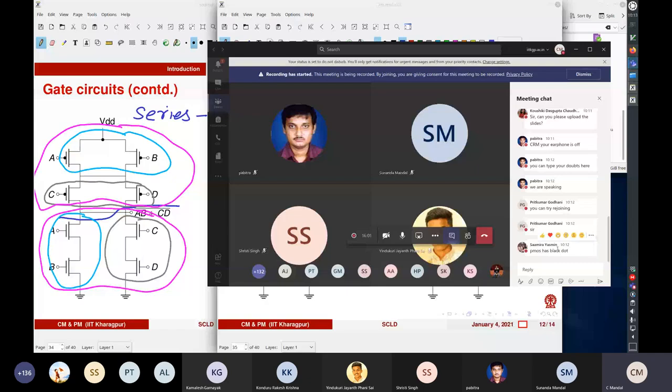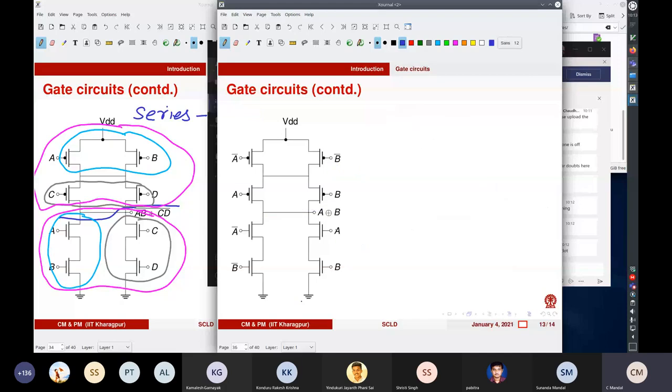Okay, so let us just go over to the next circuit. Yeah, so this is another gate. Of course, I've written the function of the XOR gate. Why don't you just try to check that it's indeed an XOR gate? How will you check that it's an XOR gate?